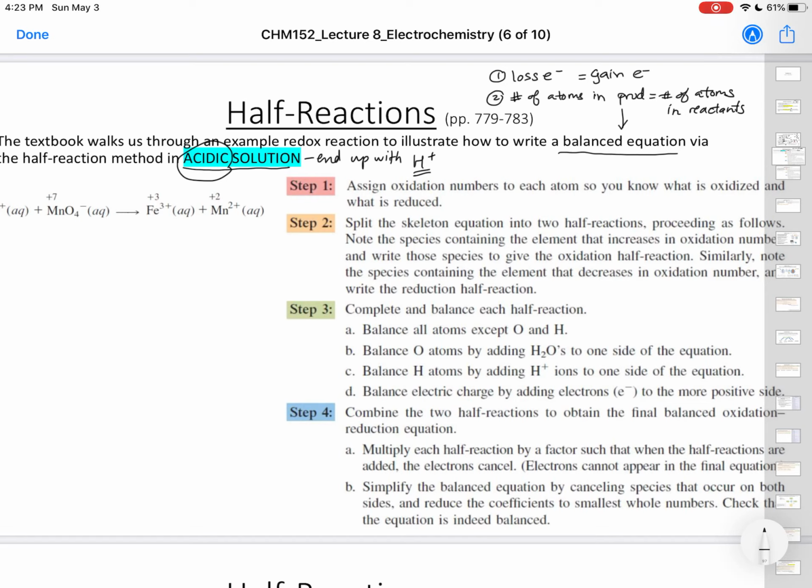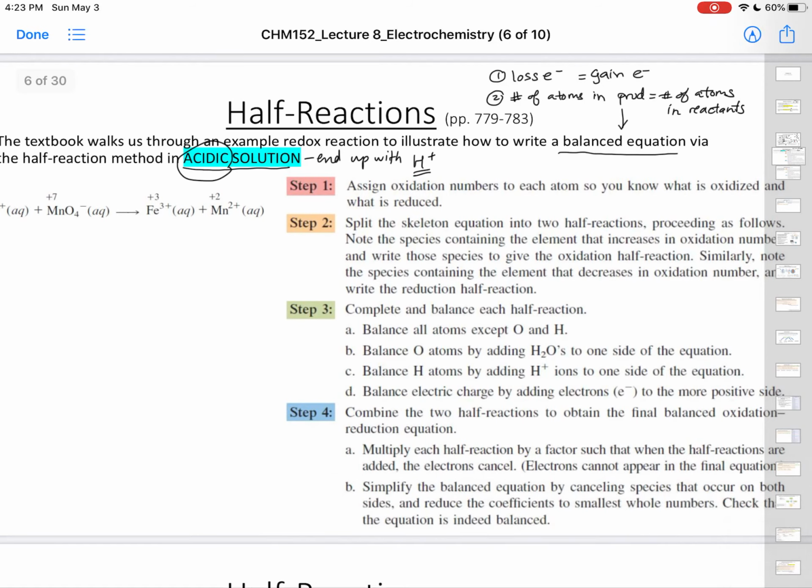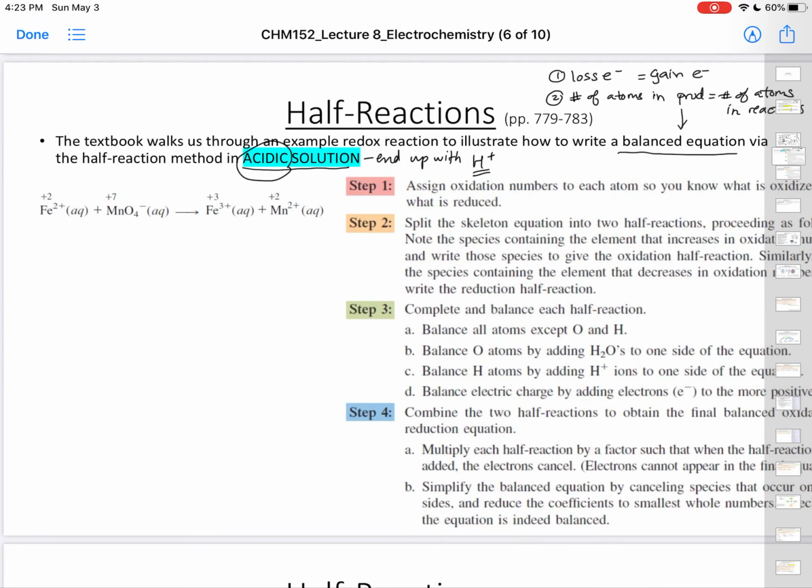All right, so let's look at the example. This is an example from your textbook. I believe it is example 19.1, but anyway, it's an example from your book. They're saying Fe is 2 plus, Mn is 7 plus, Fe is 3 plus, and Mn is 2 plus. Just as a quick review, remember these are all monoatomic. So Fe2 plus is monoatomic, so it carries the charge. Fe3 plus is 3 plus, Mn2 plus is obviously 2 plus.